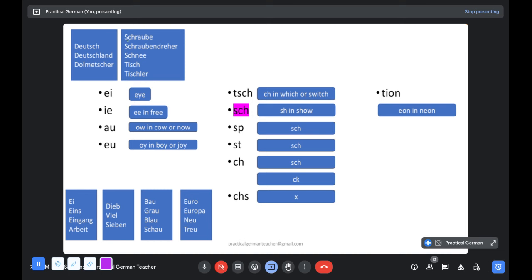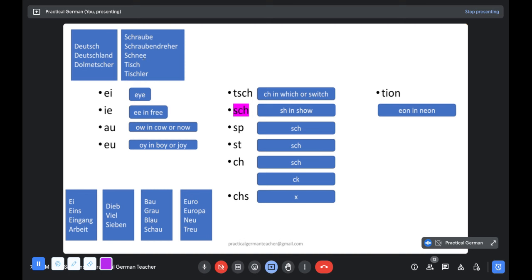Just look at the combination. You have SCH, SCH, SCH, SCH, SCH. You don't have T before them. If there was T before them, it would be Ch. But you have only this combination, so it is Sh. So Tischler and not Titchler. There's a difference. It's Tisch and not Titch. Schnee and not Schnee. There is a difference. Questions? Is there any questions? Please ask.